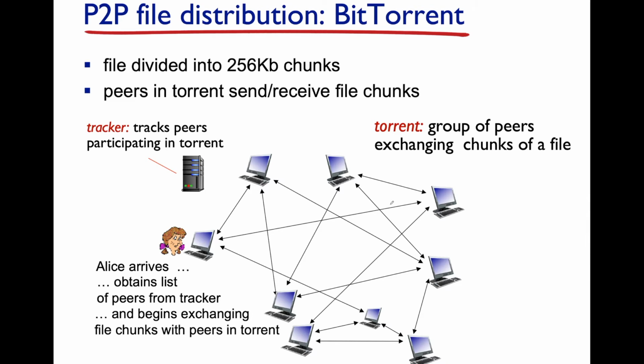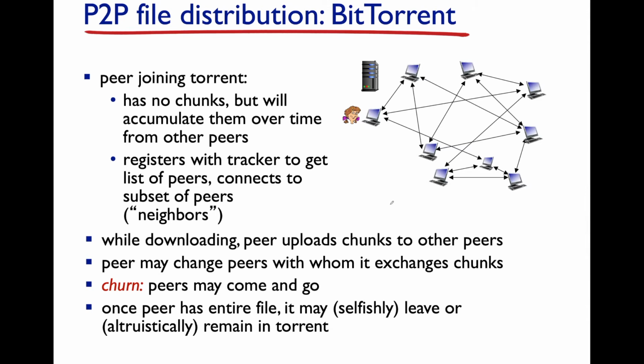And so this exchange means that Alice can request chunks of files from peers, but Alice can also furnish chunks of files to others in the network. And so when a peer first joins a torrent, Alice first joins, she has no file chunks, but she accumulates them over time from a large number of other peers on the network.